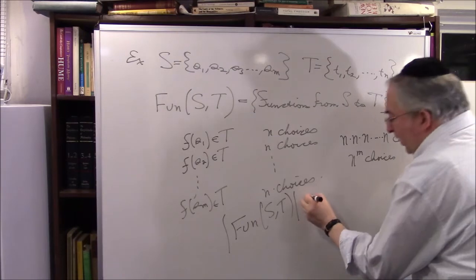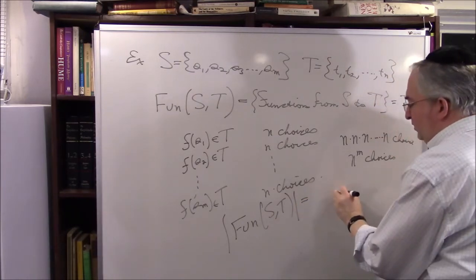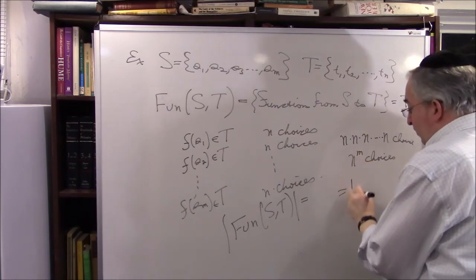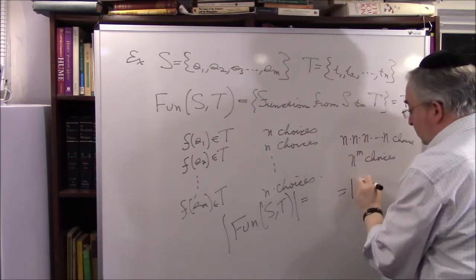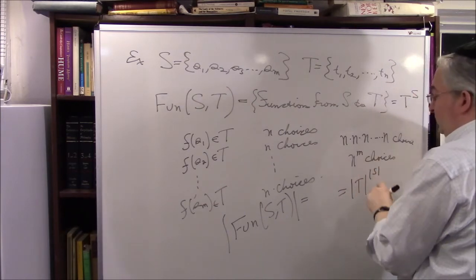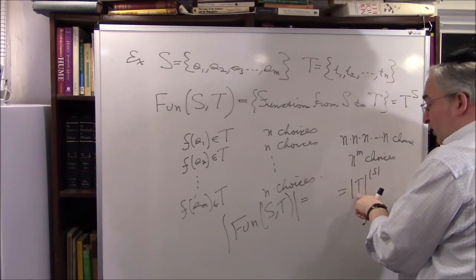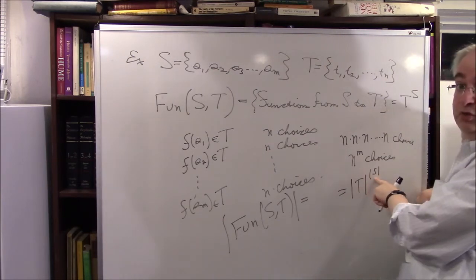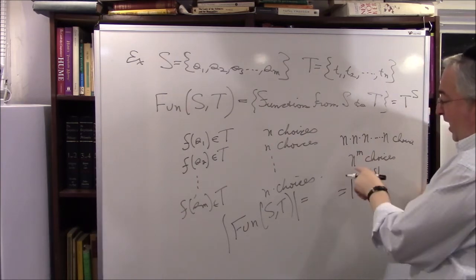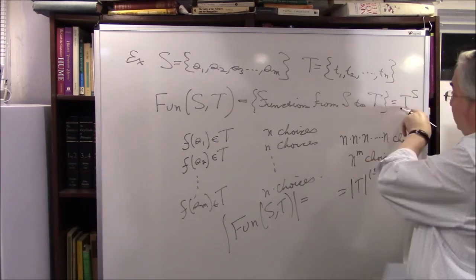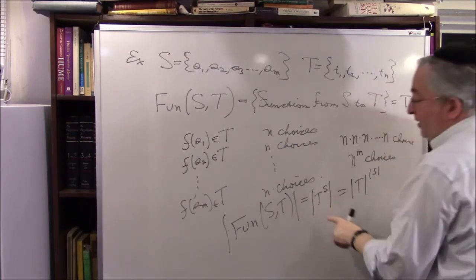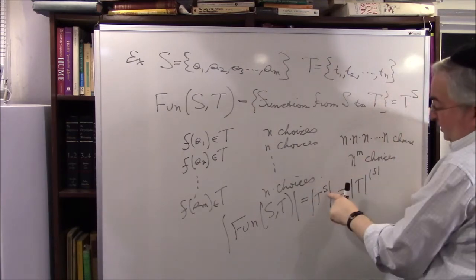Answer, this is equal to, let's leave this blank for a second, what we just saw. There are the number of elements in T to the number of elements in S. This is how many choices you have for each one of them. This is how many times you're making those choices. Okay? And so you get this. So this is m to the n. I'm sorry, n to the m. Now we understand why I use this notation, because this is T to the S.